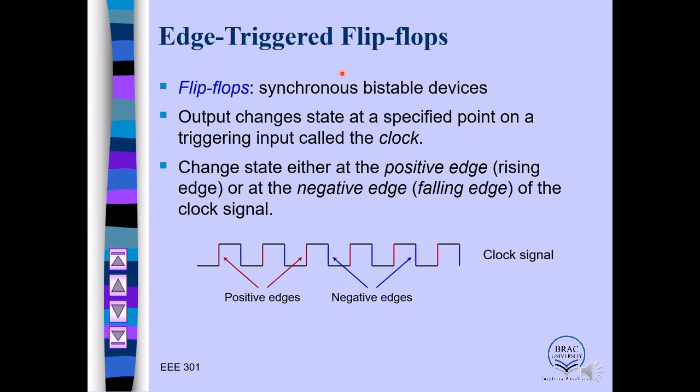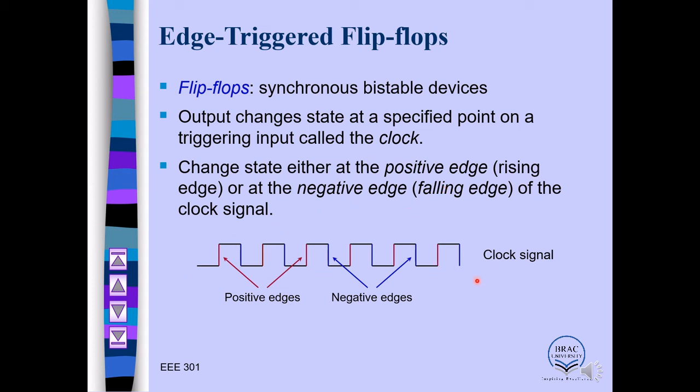Basically, the edge triggered flip-flop. Flip-flops are synchronous bistable devices. The output changes state at a specified point on a triggering input called the clock. They change state either at the positive edge or at the negative edge. Positive edge means rising edge, negative edge means falling edge of the clock signal.